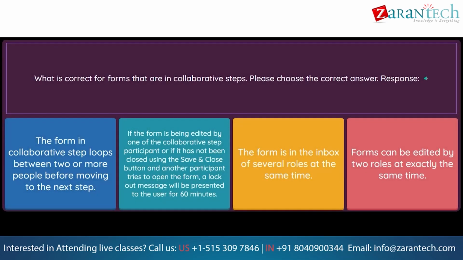Question: what is correct for forms that are in collaborative steps? Please choose the correct answer. Response: Option 1. The form in collaborative step loops between 2 or more people before moving to the next step.